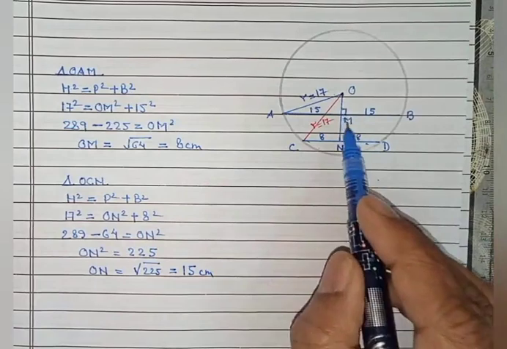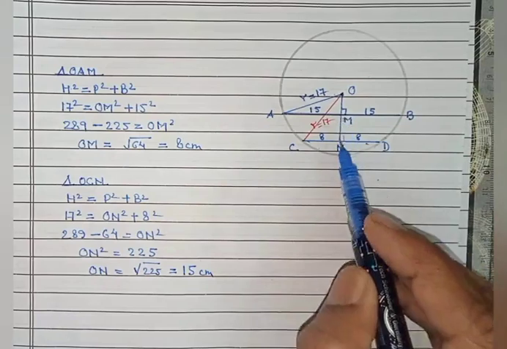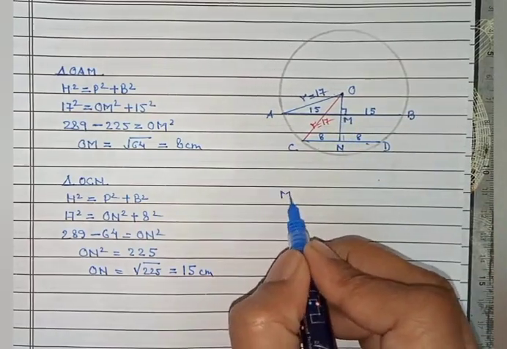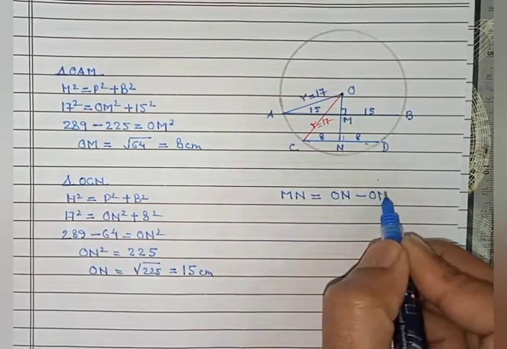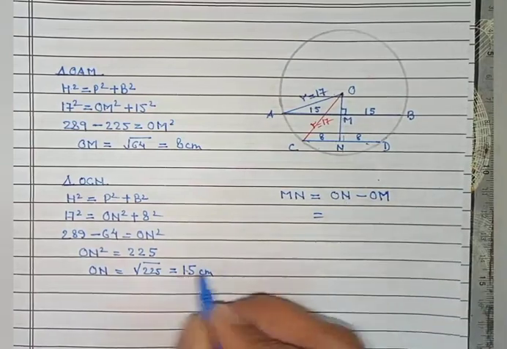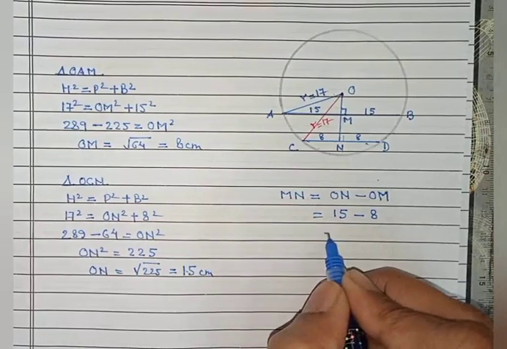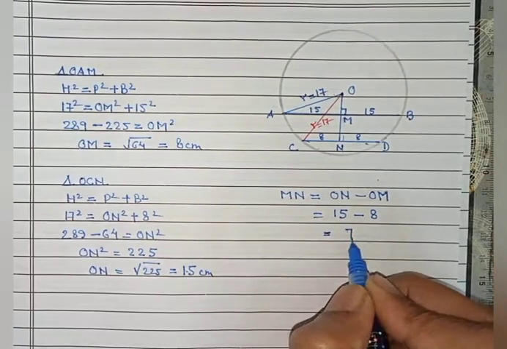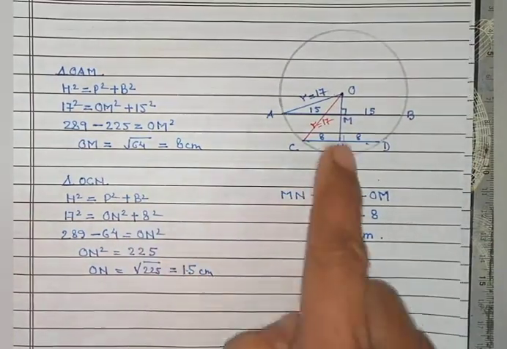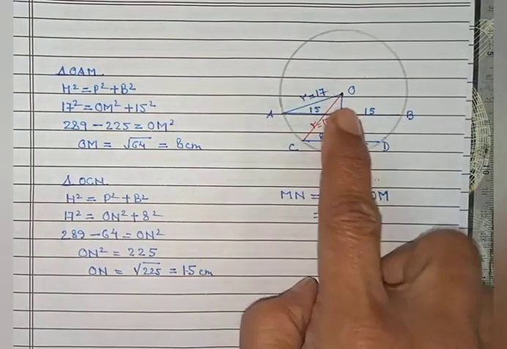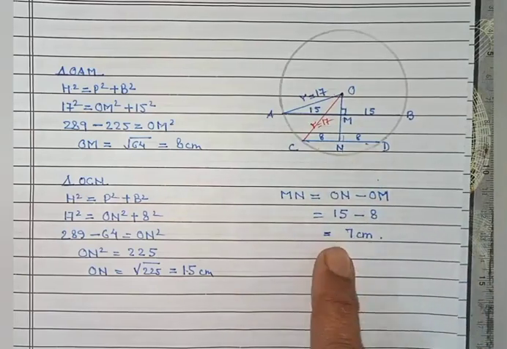So you have got OM, you have got ON. According to the question, we need distance between the two chords, that is MN. So to get MN, from ON you will subtract OM. ON you have calculated 15. OM you have calculated 8. So 15 minus 8, that will give you 7 centimeter. Same calculations we got because the same measurements were there. Only the difference is this time the two chords are on the same side, so their distance will be subtracted.